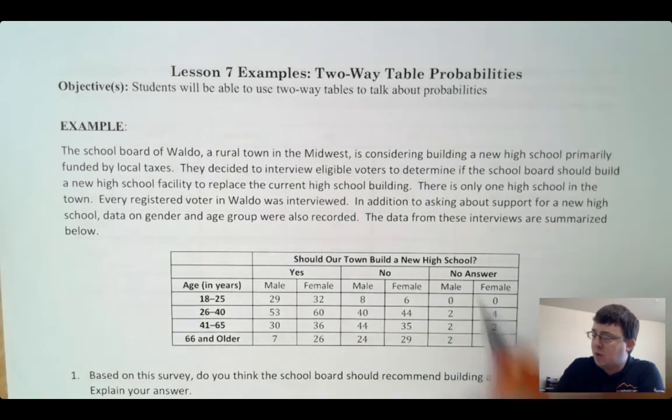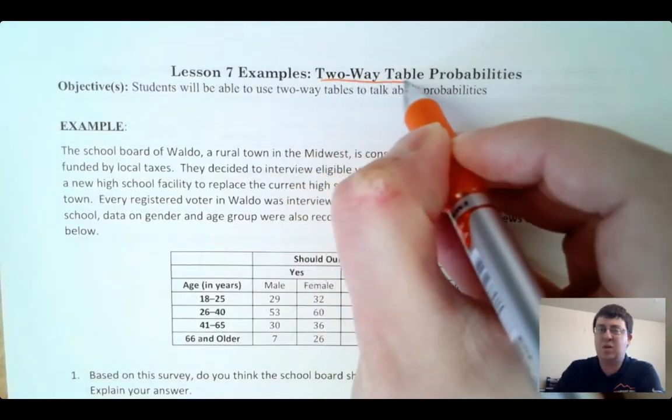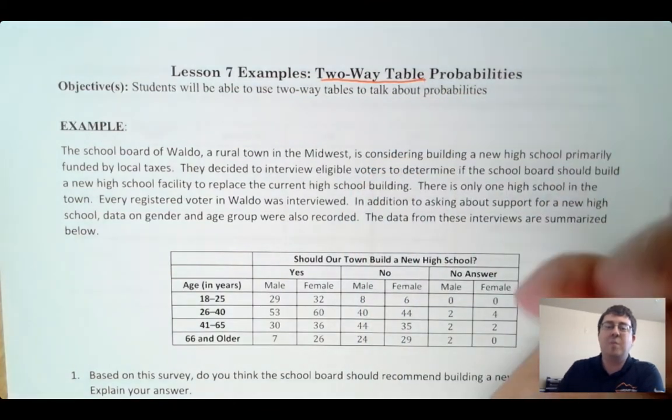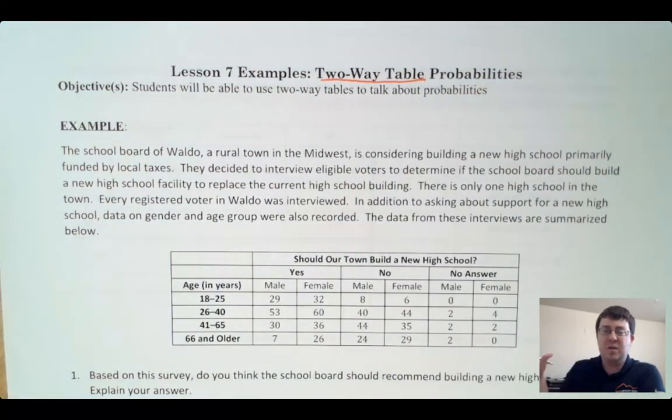One of the ways we're going to look at is tables, or specifically a two-way table, where we have information along the top of the table and information along the side of the table. So let's look at a real-world example of some data that people collected.